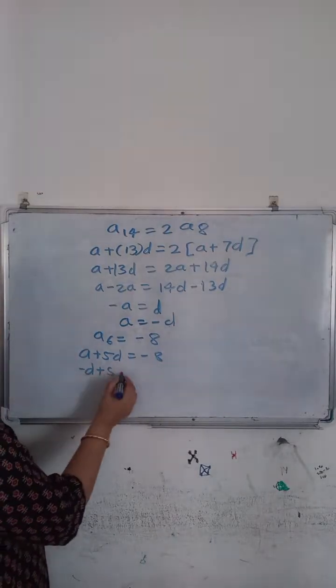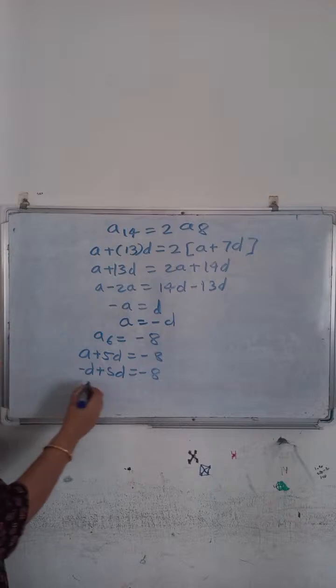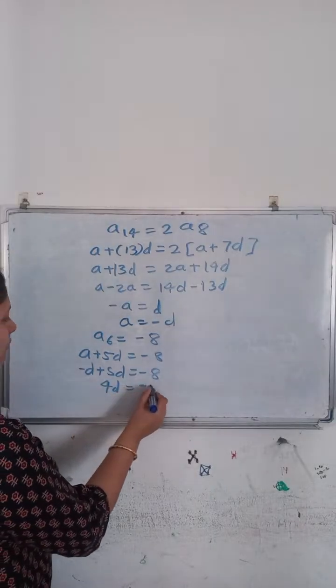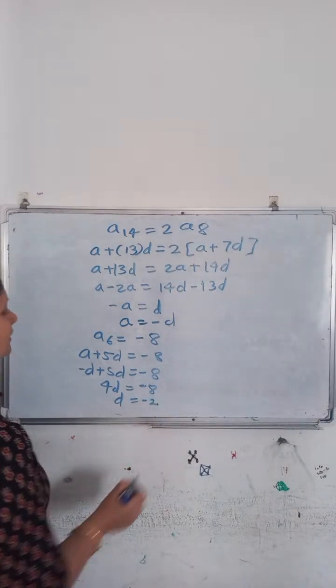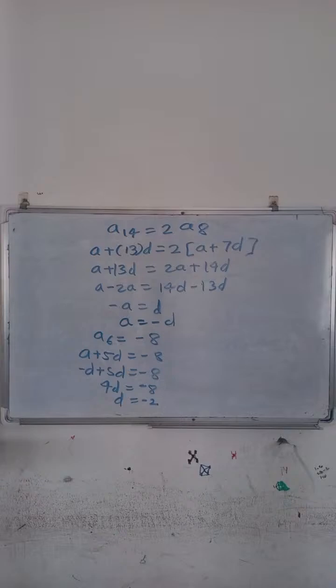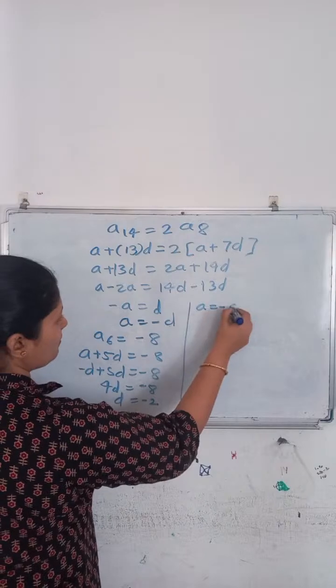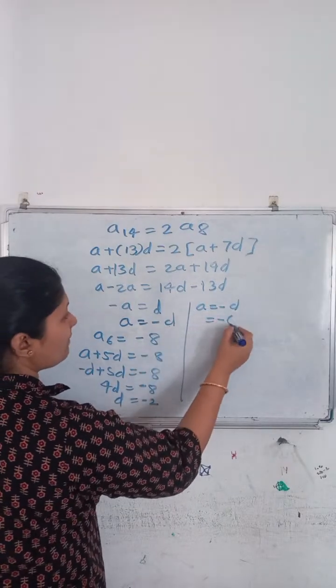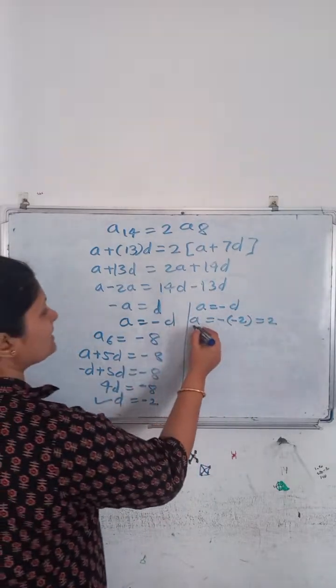So here minus D plus 5D is equal to minus 8. Minus 1D plus 5D is nothing but how much? 4D is equal to minus 8. Okay, so D is equal to minus 2, because 4 is multiplied, you can transpose it to that side, it gets divided. Once you get D, then you will get A also, no? Because A is nothing but minus D, and here D is minus 2, so A is equal to 2. See, I got D as well as A.